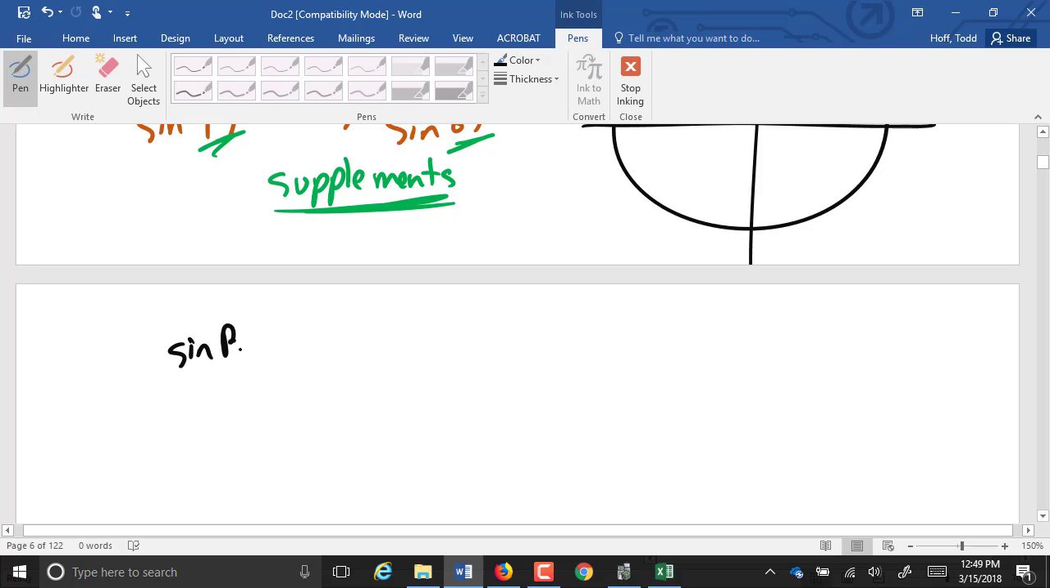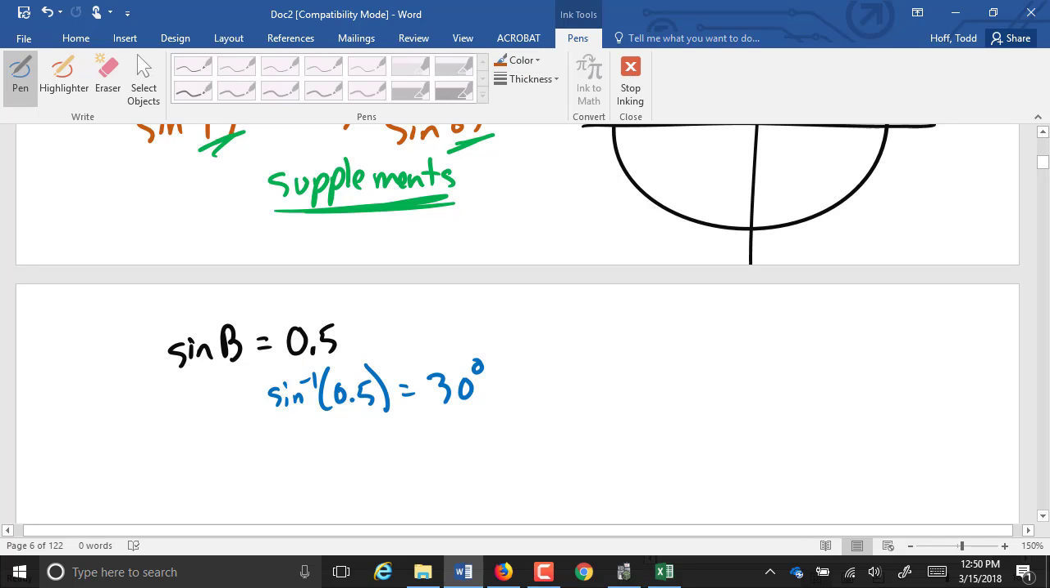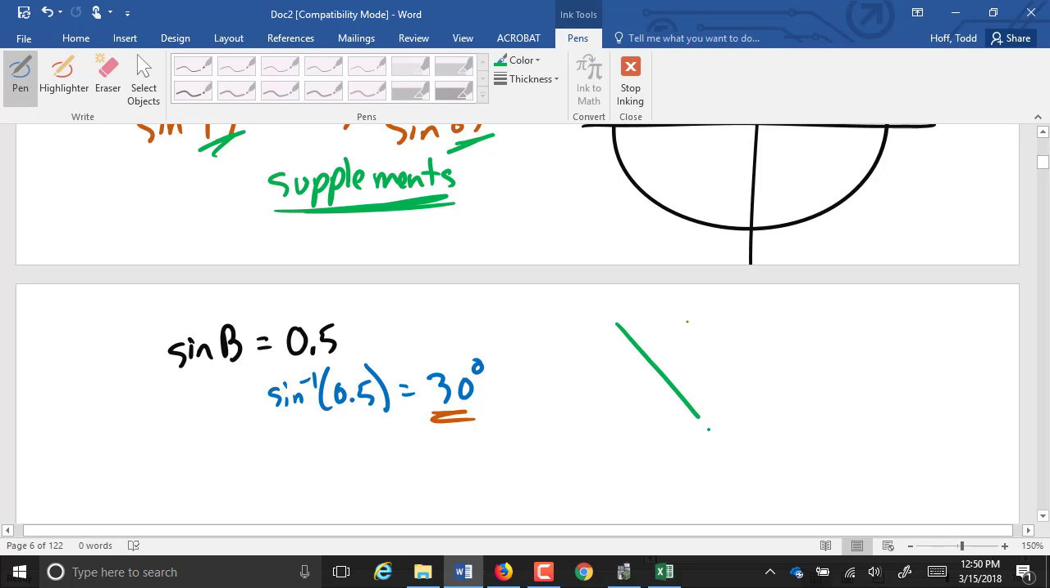let's say the sine of angle B in that triangle is 0.5. Well, if you do the inverse sine of 0.5, it gives you 30 degrees, right? Well, if we're working in right triangles, that's no big deal. 30 degrees is our answer. But at some point, we're going to talk about something called oblique triangles, where they don't necessarily have to be a right triangle.